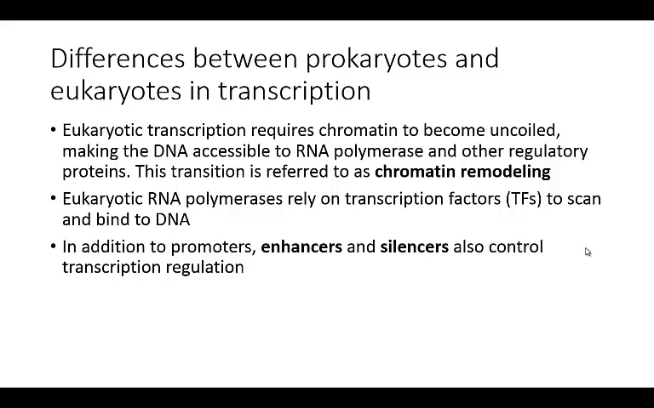However, eukaryotic RNA polymerases are also going to rely on transcription factors, or TFs. What they will do is scan and bind to DNA, and they're very important for turning genes on and turning genes off. In addition to the promoter region binding the transcription factors and RNA polymerase, there are some regions, which can be distant or nearby, called enhancers and silencers. As their names suggest, they can either enhance gene expression or silence gene expression. And so they can both control this transcription.